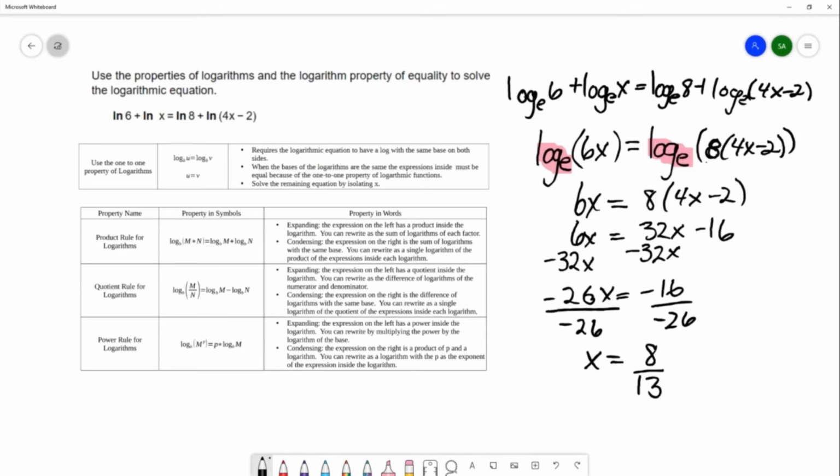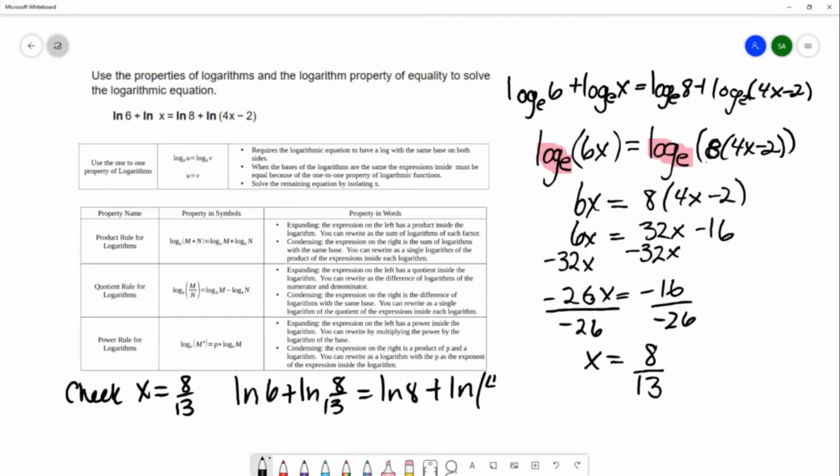Now, when you're solving logarithmic equations, you do need to check your solution to make sure that it's in the domain of the original logarithm. So we're going to check our solution of x equals 8 over 13. In the equation, we have natural log 6 plus natural log of 8 over 13 equals natural log 8 plus natural log of 4 times 8 over 13 minus 2. So I can see that 6 is positive, 8 over 13 is positive, 8 is positive, and I just need to check to see this 32 over 13 minus 2 if that's positive, which it is. 32 over 13 is more than 2, so this will also be positive.